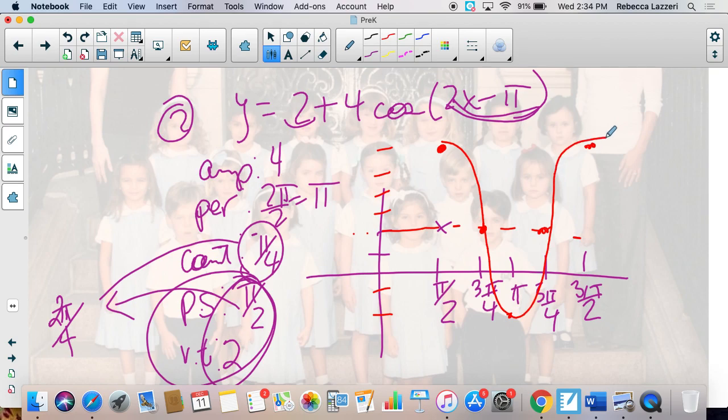And then I want you to graph through 2 periods. So I'm going to count backwards now by pi over 4s. This was 2 pi over 4. So now I'm going to go backwards by pi over 4s. Negative pi over 4, 0. I'm sorry, that's positive pi over 4. 2 pi over 4 minus pi over 4 is pi over 4. Pi over 4 minus pi over 4 is 0. Negative pi over 4, negative 2 pi over 4.